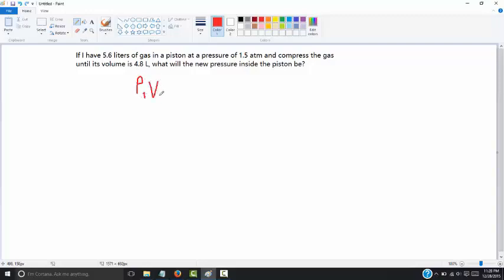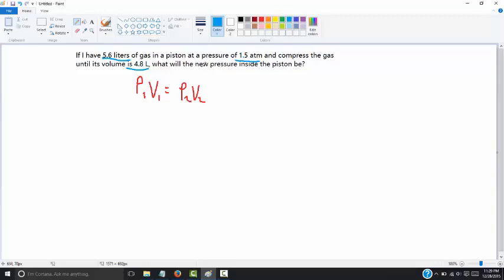P1 V1 equals P2 V2. Of these 4 values, P1, V1, P2, V2, you are given 3 of them in the sample problem. You're given the initial volume, initial pressure, final volume, and then you're asked to find the new pressure, or P2.